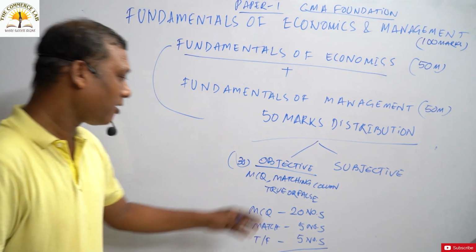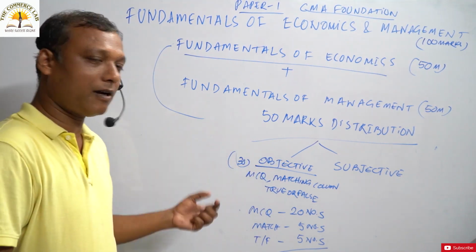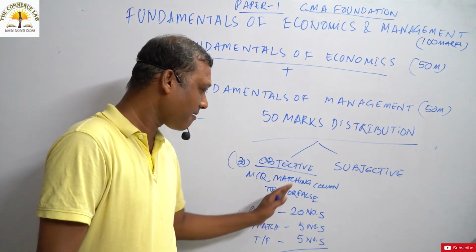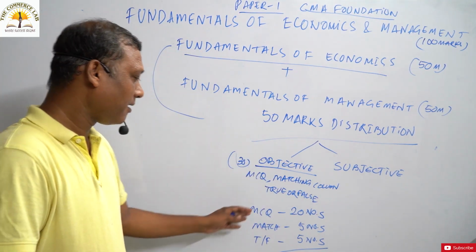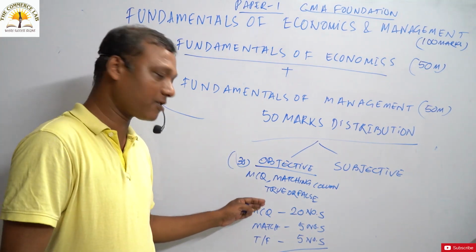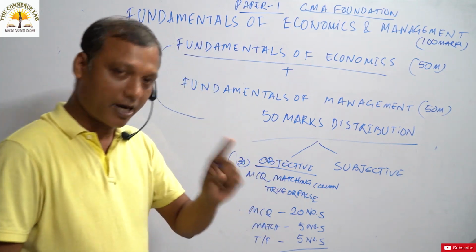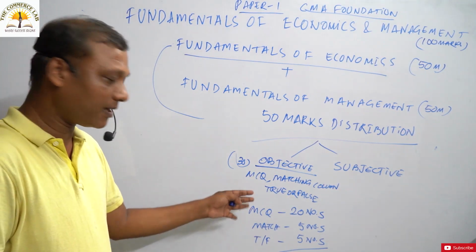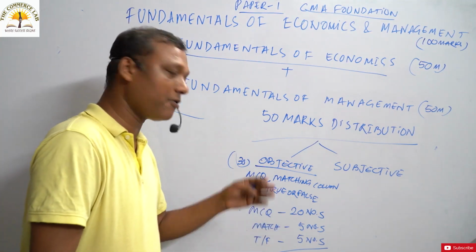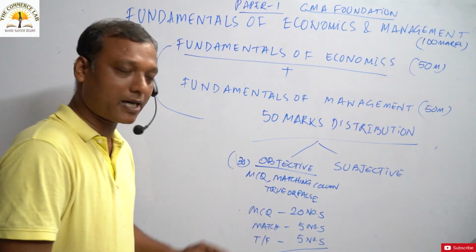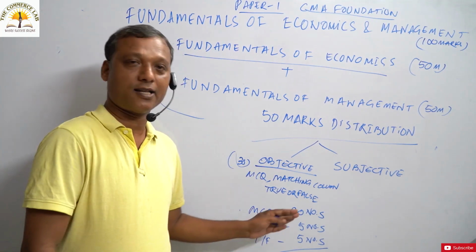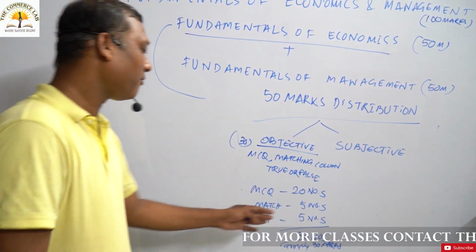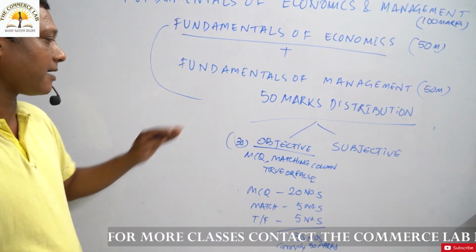May I repeat once again? Your objective part contains 30 marks. Multiple choice questions will be 20 numbers carrying 1 mark each, making 20 marks. Then you have to match column A with column B, that is 5 questions carrying 5 marks. The last part of the objective section is true or false, where you answer as true or false, 5 questions carrying 5 marks. So that comes to 30 marks.